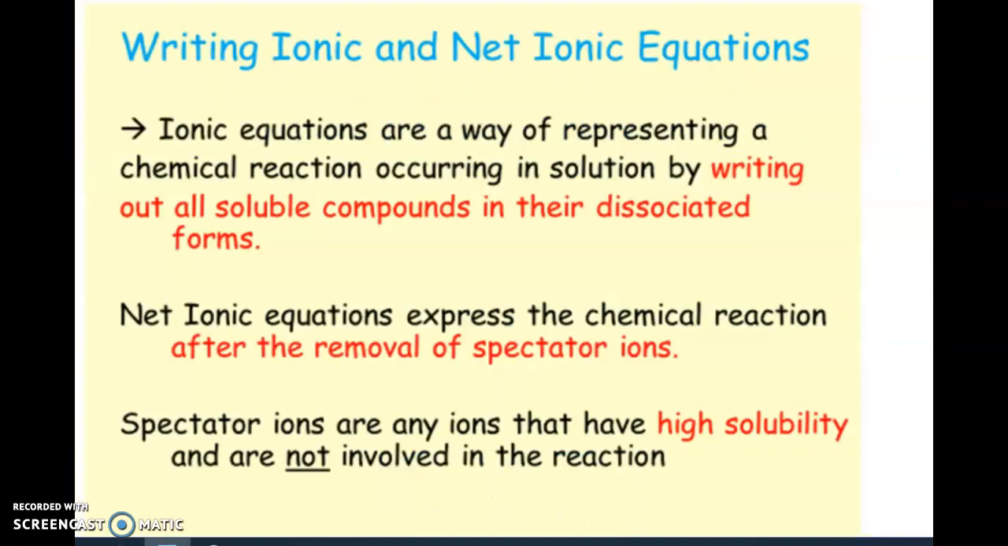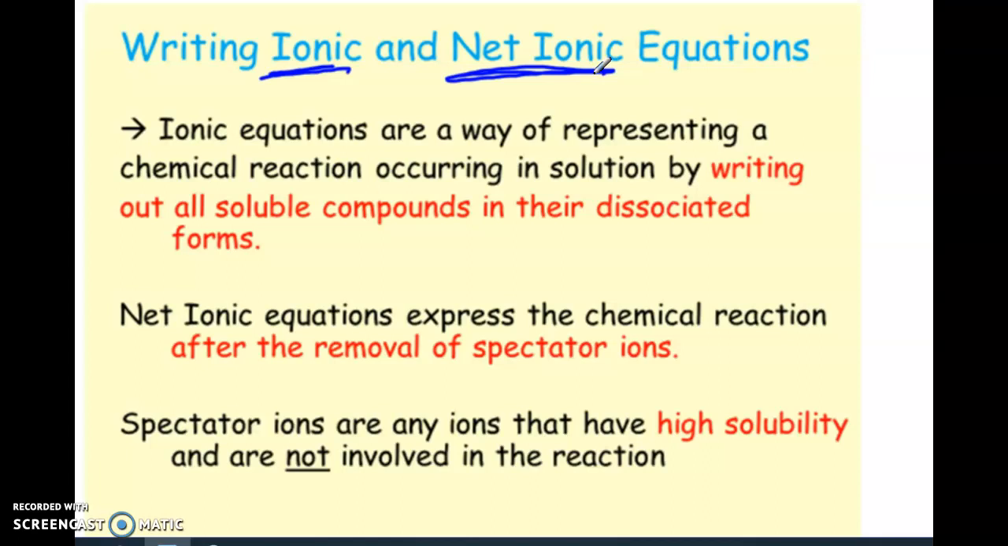So what we're learning here is how to write a new type of equation. It's very similar to one you've already done, actually. It has to do with dissociation. First we would write the ionic equation, then the net ionic equation. This won't make sense until we start doing some examples.